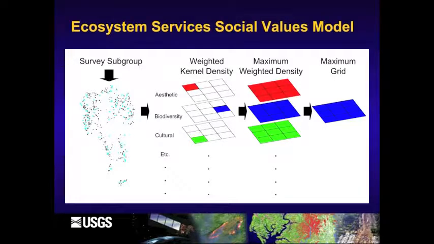Weighted kernel density surfaces are generated for every value type that was included in the survey, that was included in your value typology. What's indicated by these colored squares is simply that on every surface you're going to have a maximum value. Then you create a surface that reflects that maximum value for each value type, and ultimately one of those is going to be the maximum across all of them. It might be for biodiversity, as is indicated here, but it might be for aesthetic or cultural, etc.